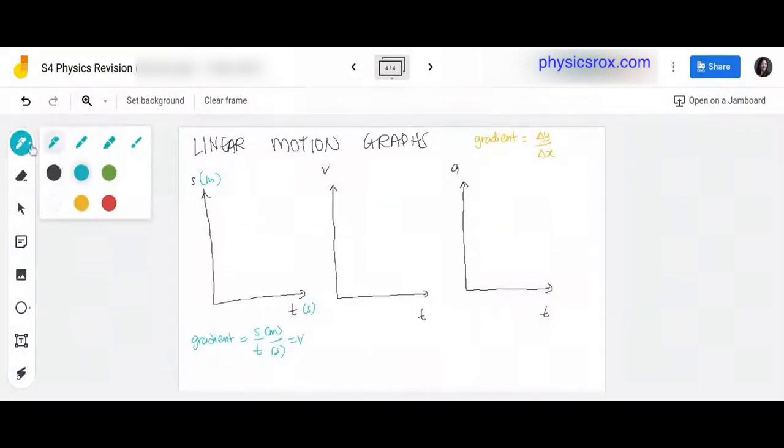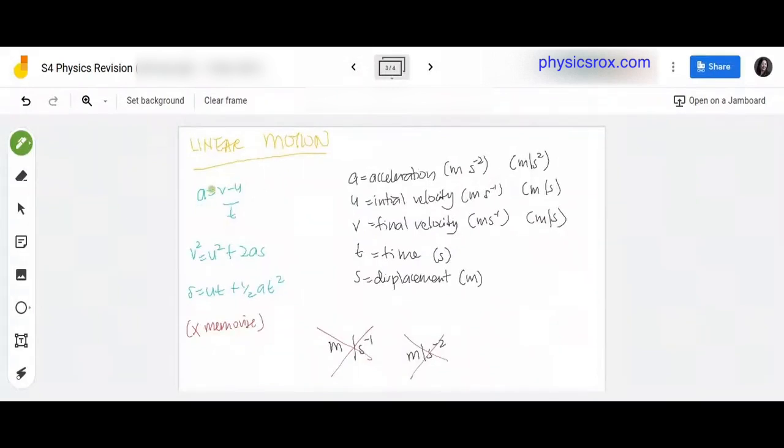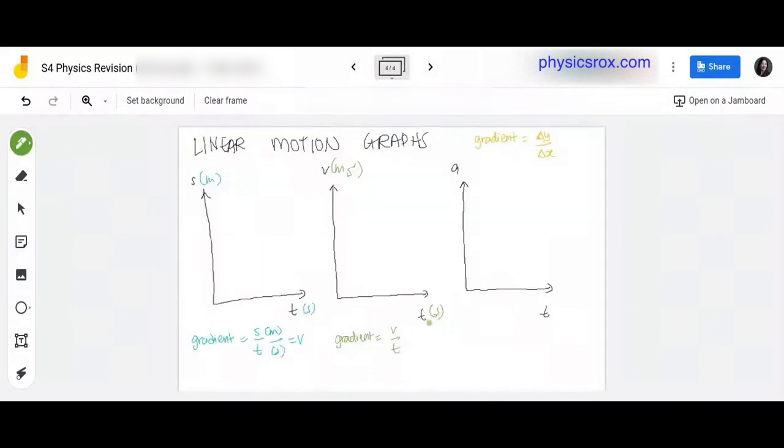If you're looking at the velocity time graph, this is meters per second, and this is second. That means the gradient is velocity over time. So velocity over time is acceleration. If you look at the first formula on slide number 3, a equals v minus u over t, that's velocity over time, so that's the same as acceleration. Or another way is to use the unit, meters per second divided by second.